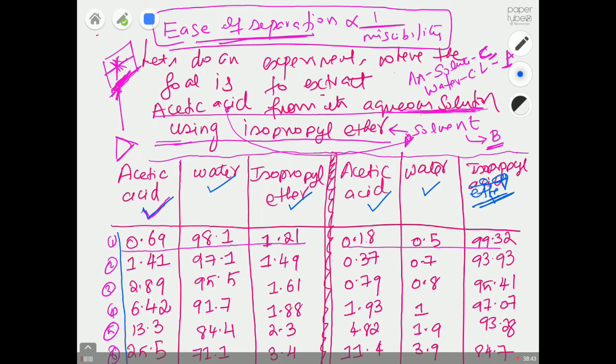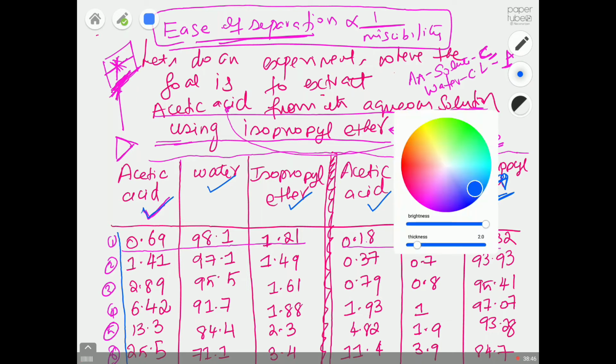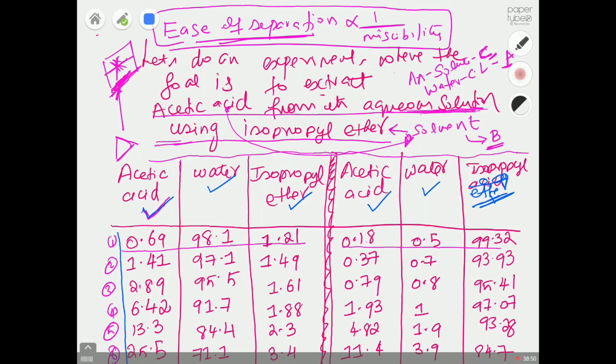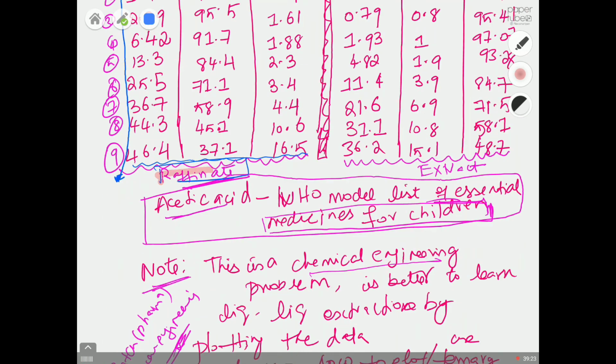And what you look at here, let's change it to highlighter. If you look at isopropyl ether, forget this one. No, it's not correct. You don't have to interpret anything at the moment. What we are going to do is plot this data, and then we will try to make some meaning out of that. And try to remember that you have something here, raffinate, and you have something with extract. That's because there is a clear phase separation, which means we can separate something from something. So try to remember these things.